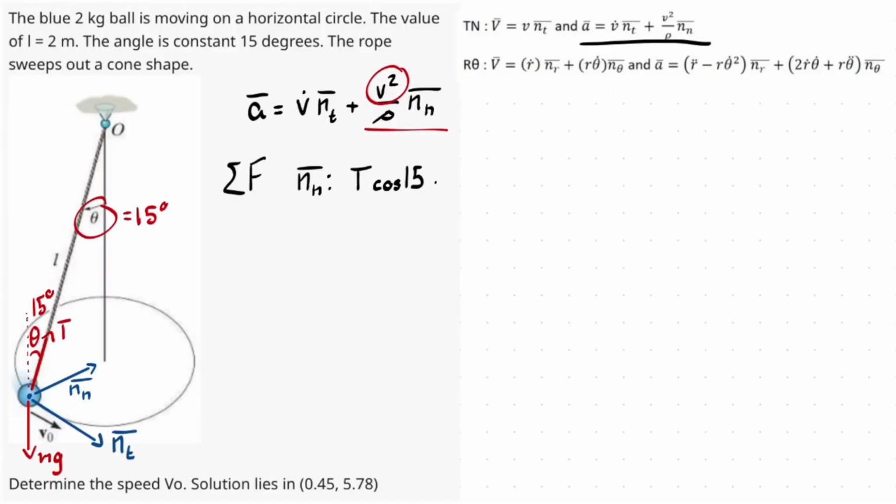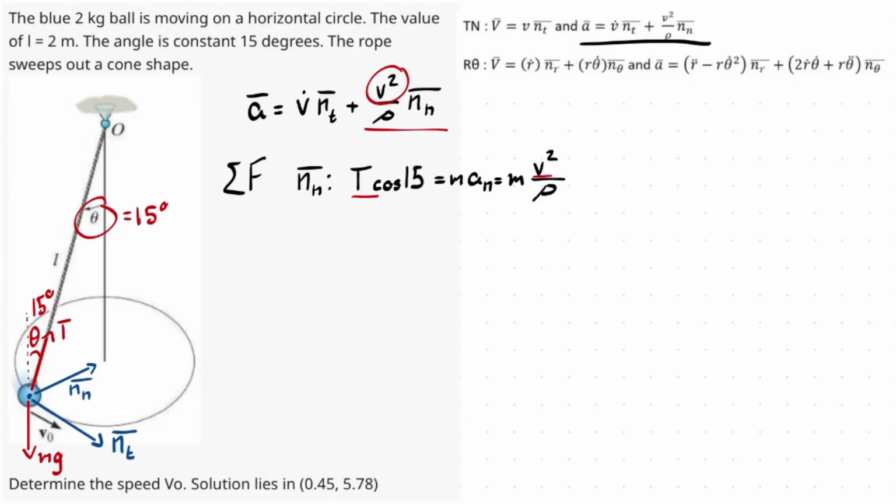And then no other forces, so that's equal to our mass times our acceleration in the normal, which is equal to our mass times this top component, right? So that's v squared over rho. Okay, let's see how many variables we have here. We have our v squared, which is unknown, or just our v. Our mass is known, our T is unknown, and we assume our rho wasn't explicitly given to us. So it looks like we have 3 variables.